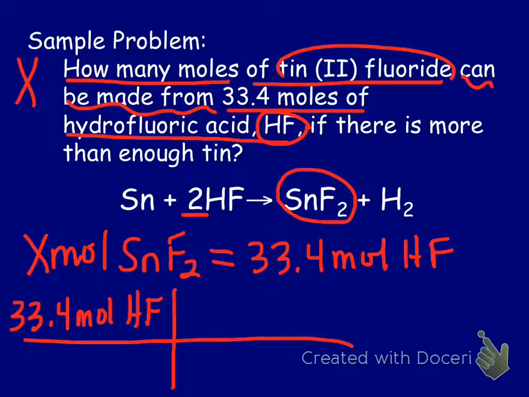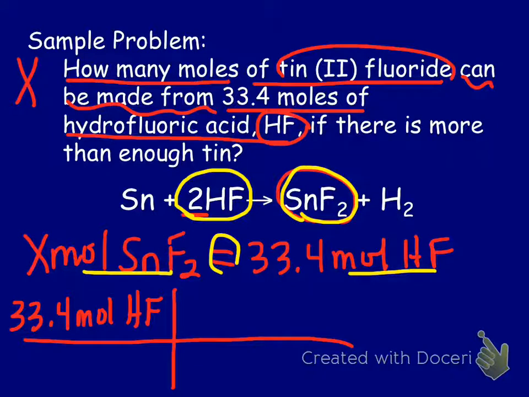Step 4 says look at the balanced equation and circle the mole-to-mole ratio that matches our math problem. So in our math problem, we've got moles of SnF2 equal to moles of HF. So in the balanced equation, we're going to circle the HF and the SnF2. And looking at this, we've got a ratio of 2 HF to 1 SnF2. So that's the conversion factor that we're going to be using.